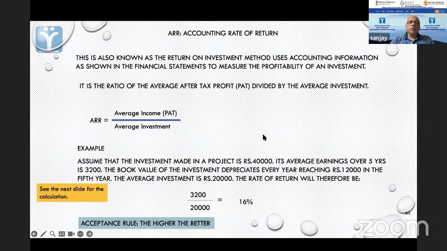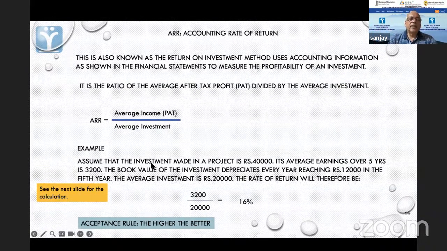The last method which I'm showing you is this accounting rate of return. This is again something which doesn't consider any information other than accounting information. This is also known as the return on investment method. Bad thing is it doesn't use the concept of present value at all. And it uses only accounting information as shown in the financial statements. And basically, it is the ratio of the average after-tax profit divided by the average investment to find out the return that a project has. So it has its own, let's say, value.